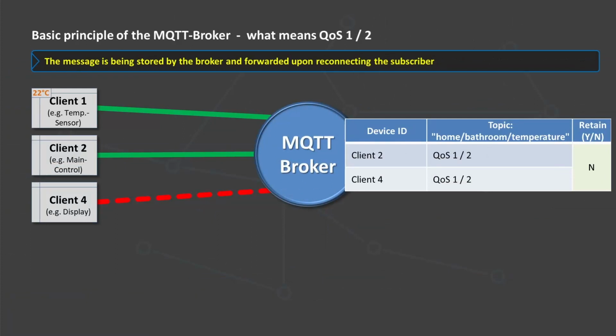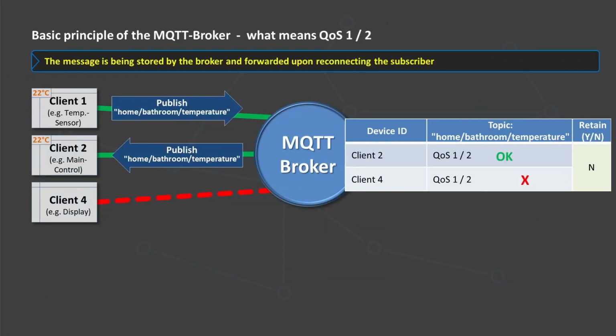With QoS 1 or 2, the MQTT message will be temporarily stored and sent to the subscriber as soon as it is reconnected, in case it was disconnected before. The broker memorizes in its table which subscriber has received the message and which one has not.